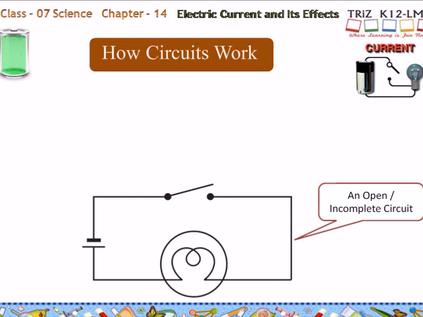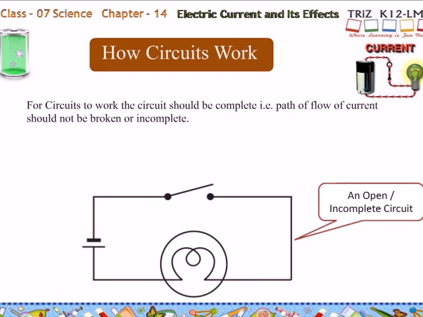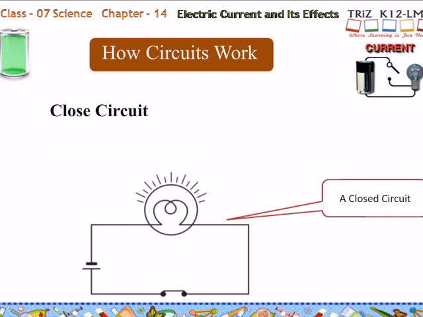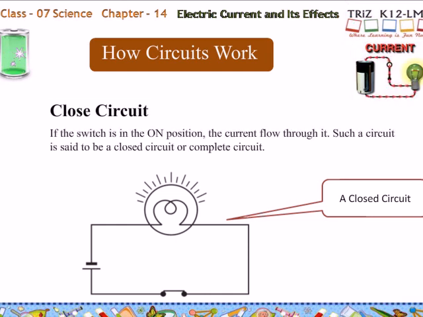How circuits work. For circuits to work, the circuit should be complete. That is, the path of flow of current should not be broken or incomplete. Open circuit. If the switch is in the off position, the current does not flow through the circuit. Then it is said to be an open or incomplete circuit. Closed circuit. If the switch is in the on position, the current flows through it. Such a circuit is said to be a closed circuit or complete circuit.